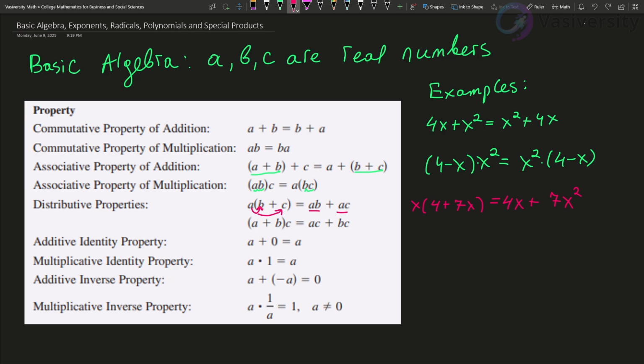Okay, so these are the basic algebra rules. Now, we can also have the properties of negation and equality. So let's take a look at the following problems.